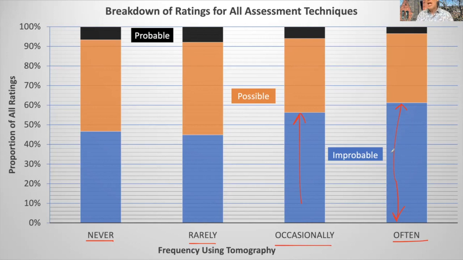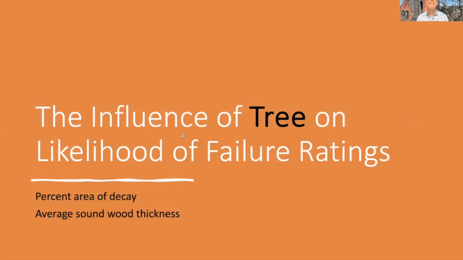So it seems like, if you're using tomography, you tend to be a little bit more conservative in assigning likelihood of failure ratings, because you're coming up with more than 60% of improbable ratings. Whereas if you never used it, or if you rarely use tomography, you're less than 50%. This is about 47%, and this is probably 45% improbable. So there appears to be a difference there, that your level of use with a tool appears to be playing a role. Now let's look at the influence of the trees themselves.